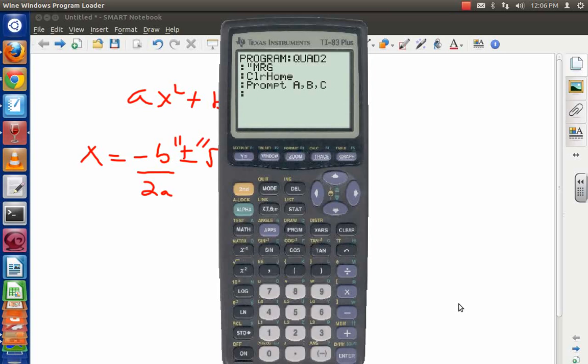Now, notice, the first question. We're going to ask a bunch of questions. The first question, is it real or not? How do you know? Positive, negative. If what's positive or negative? D. So we still got to figure out D, right? All right, so let's do that. Alpha B squared minus 4 alpha A times alpha C stores as alpha D.